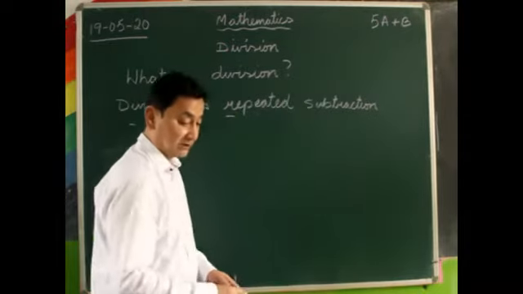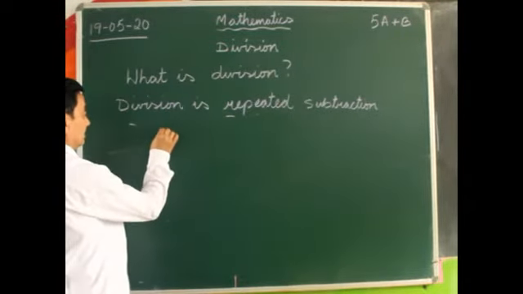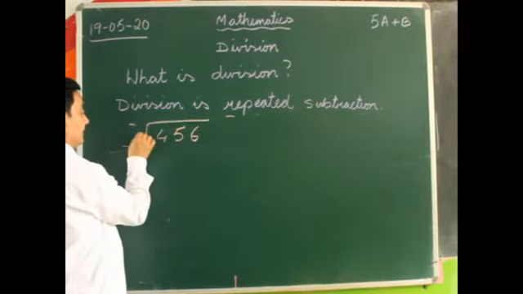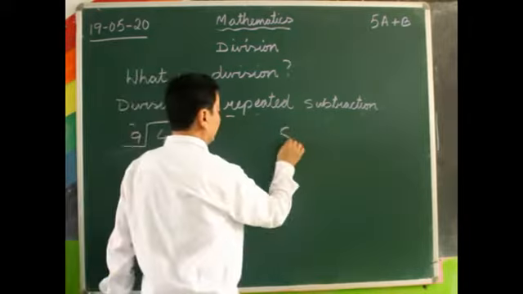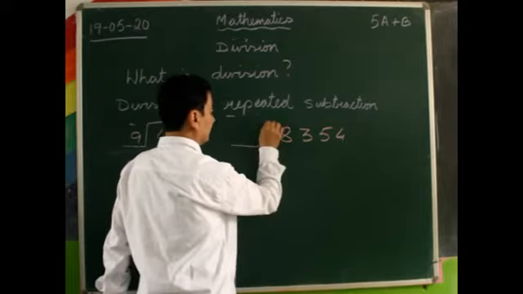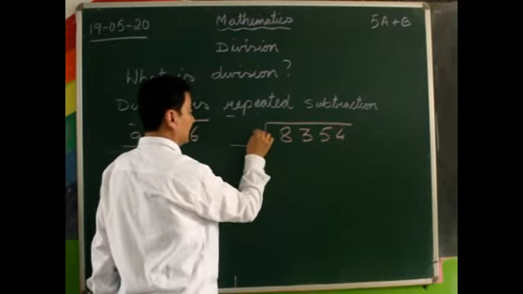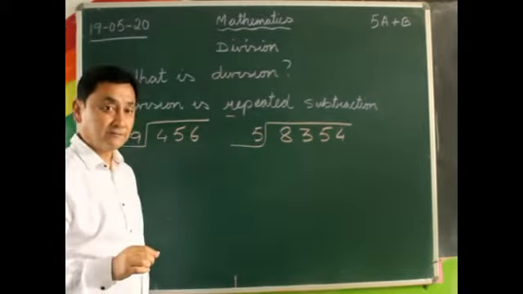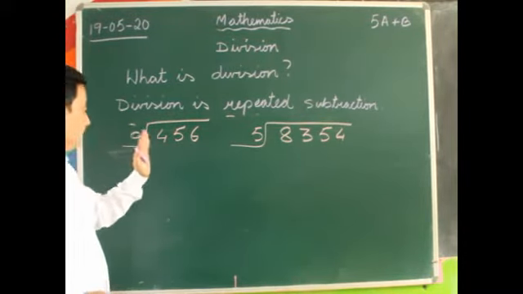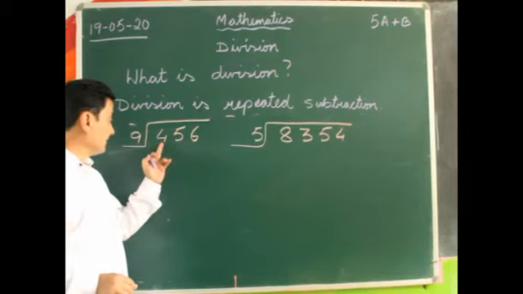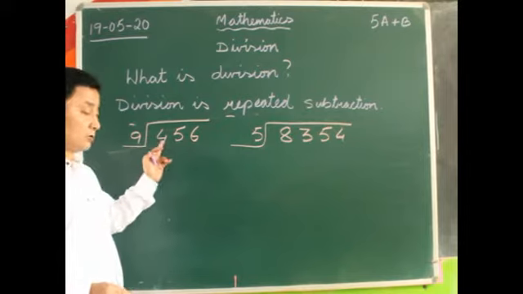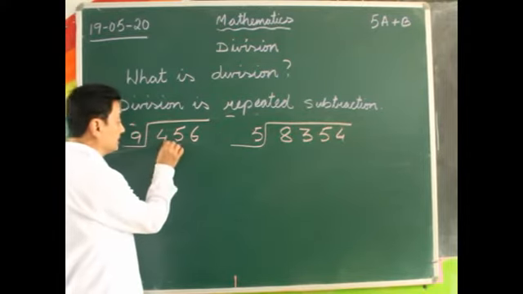So, let's do some more sums. Let's use 3 digit sums. 456 divided by 9, 835 divided by 4... Ready? Okay. 9, we must look at the division. First number of the division is 4. Which is bigger? 9 is bigger, so it won't go. So we have to use both these numbers, 2 numbers.